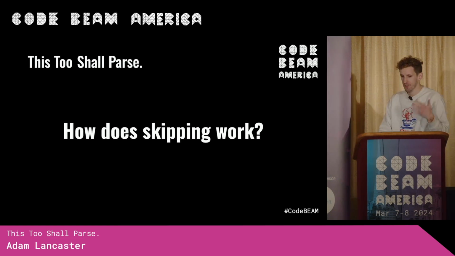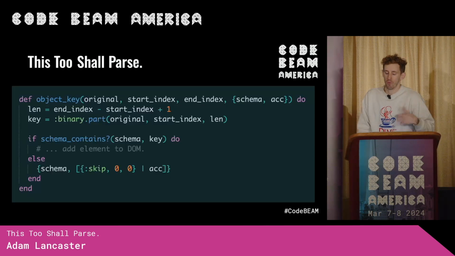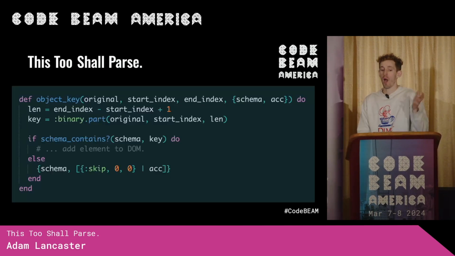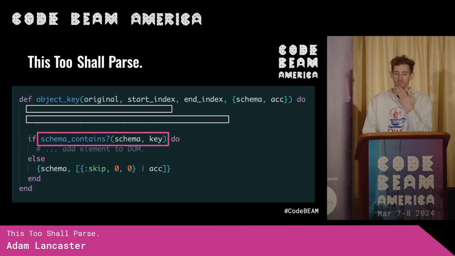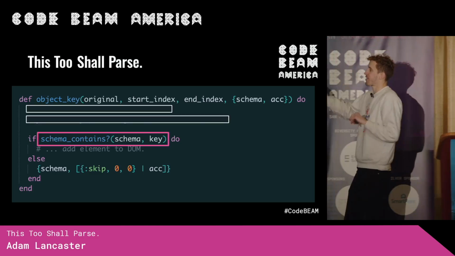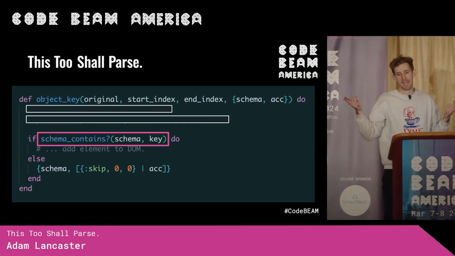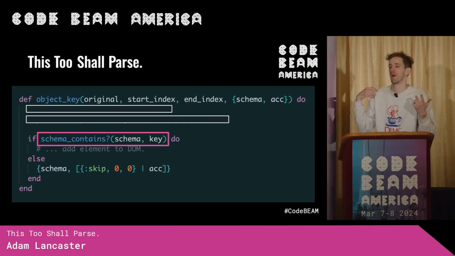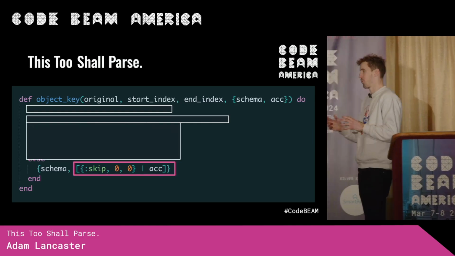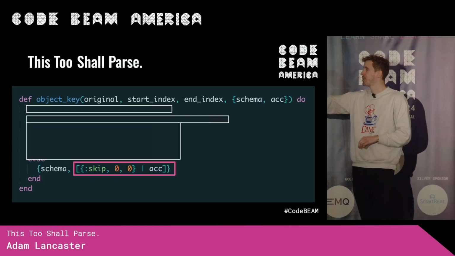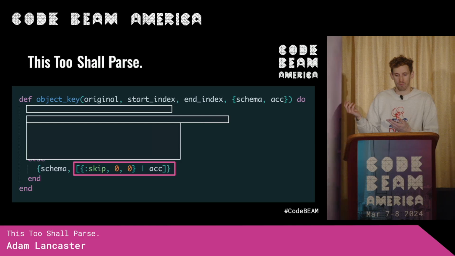Okay, so how does skipping work? Let's assume that we have that schema thing working in some way. The way it would work is, and we're going to skip over a lot of this code, our callback function is getting called now. We've been given an object key. We extract the key from the original binary, and we have some way of asking the schema, hey, do you have this key inside you? Is this something that you care about? If it is, cool, save it to the DOM. If it's not, what do we do? Well, we just prepend this skip element onto the accumulator.